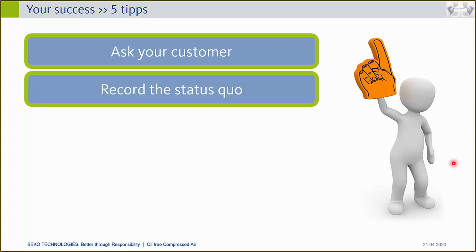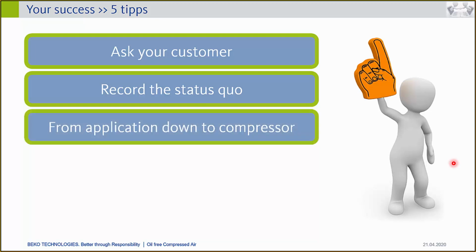Second step is record the status quo. It's definitely required on one hand, but it's also helpful to make sketches, to make photos if you're allowed to, and probably to make an air audit. An air audit gives you numbers where you can start your recommendation. So always start from the application and go down to the compressor, as already said, because the application is the most sensitive area for the customer. He is definitely not interested in the compressor room.